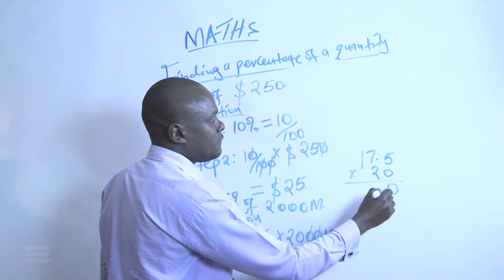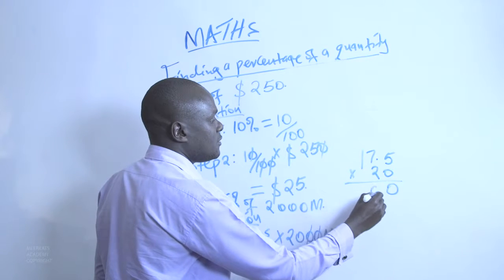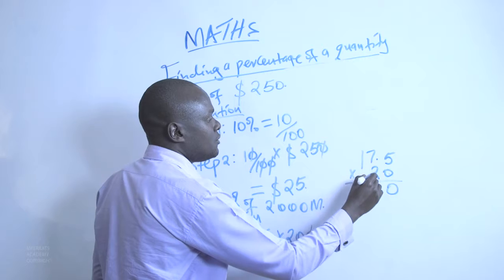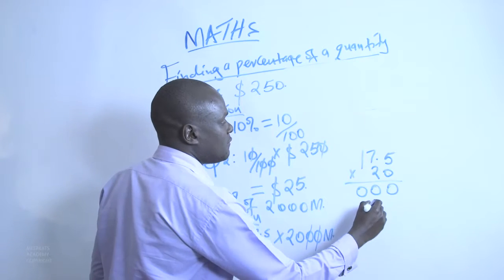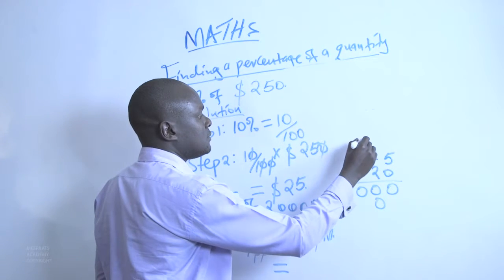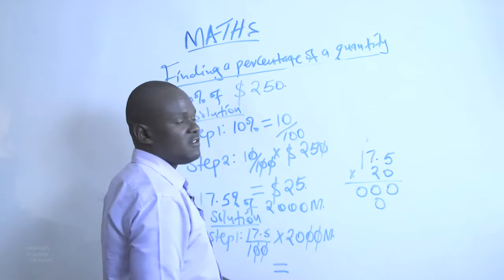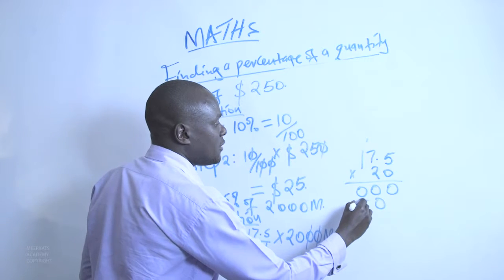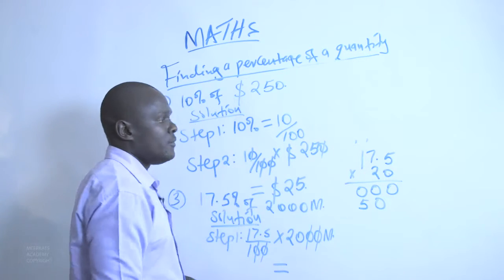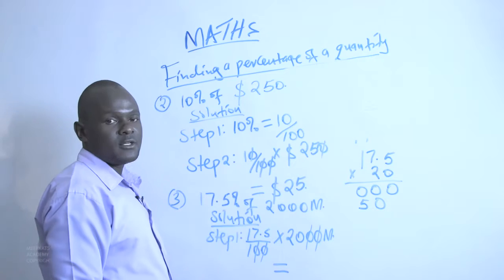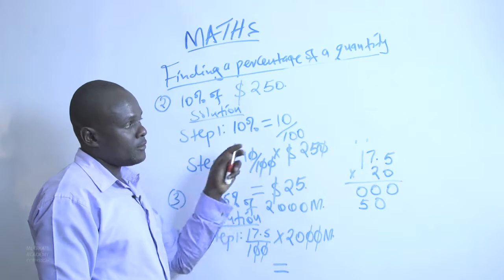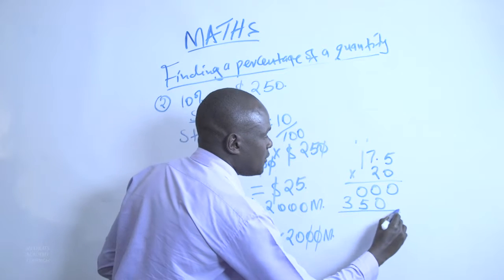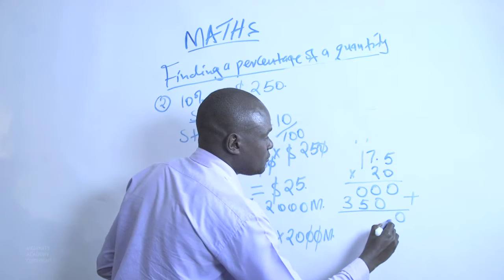0 multiplied by 5, we get 0. 0 multiplied by 7, it is 0. 0 multiplied by 1, we will get 0. Then 2 multiplied by 5, it will give us 10, carry 1. 2 multiplied by 7, it will give us 14 plus 1, that will be 15. We write 5, we carry another 1. Then 2 multiplied by 1, it will give us 2. We add on the carried 1, then we will get 3. Then we proceed with addition.